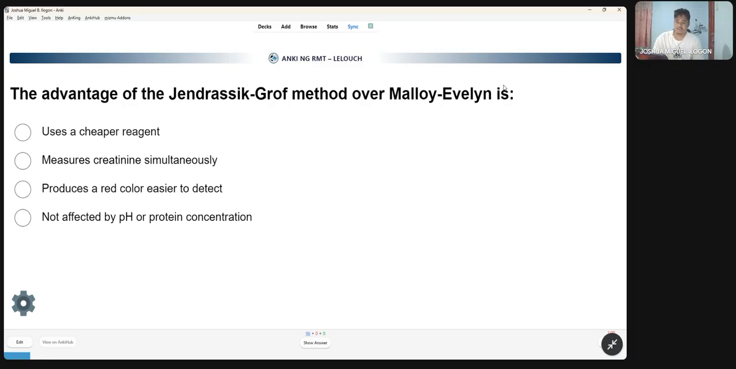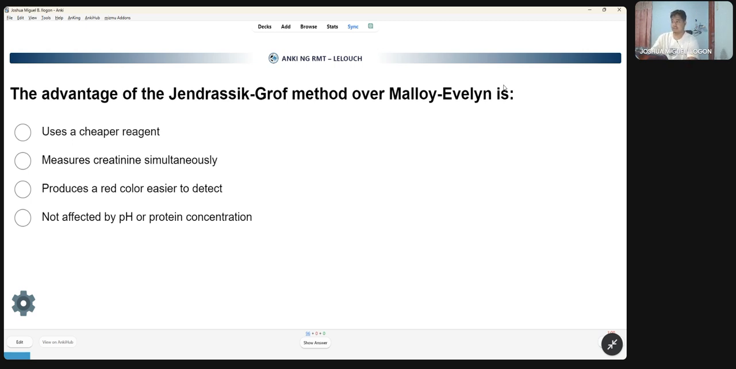Jendrassik-Grof, you have your bilirubin plus sulfanilic acid, sodium nitrite. Diazo reaction: sulfanilic acid and sodium nitrite, bilirubin. That's your Jendrassik-Grof. Bilirubin, sulfanilic acid, and your sodium nitrite for your diazo reaction. Alkaline tartrate will turn it blue and measure at 600 nanometers.